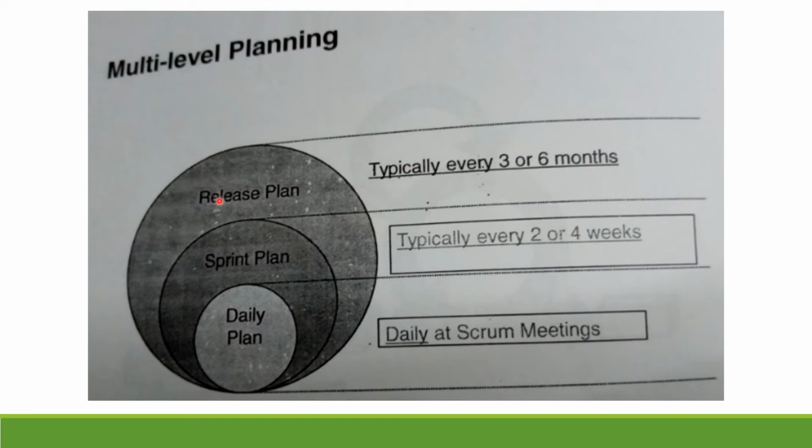Release plan is owned by the product owner, and there is a sprint plan, right? Typically it might happen every 2 or 4 weeks, done by the team, along with the product owner and scrum master, who do the sprint planning. And there's a daily plan. It happens at daily scrum meetings, which is taken care of by the team by themselves.